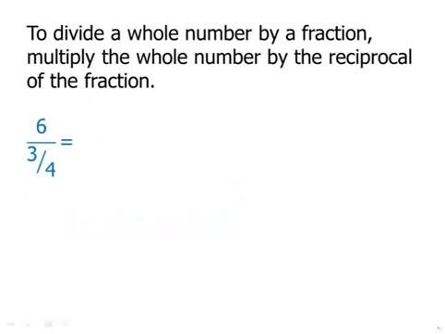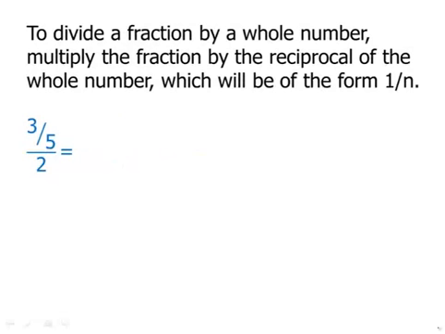To divide a whole number by a fraction, multiply the whole number by the reciprocal of the fraction. So 6 divided by 3/4 is the same as 6 times 4/3. Again, we're going to write that 6 as 6 over 1, and then just do the fraction multiplication. To divide a fraction by a whole number, multiply the fraction by the reciprocal of the whole number, which will be in the form 1 over n. So if I have 3/5 divided by 2, this would be 3/5 times the reciprocal of 2, which is 1/2, and of course this is 3/10.